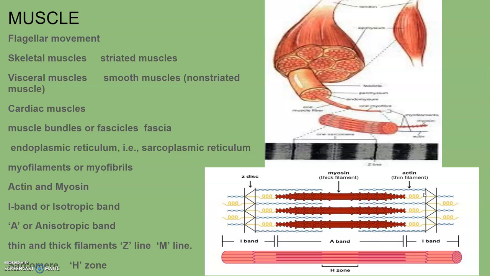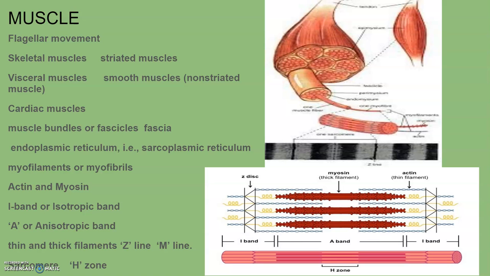Further we see that in the center of each I band is an elastic fiber which is called the Z line. You can see here the Z line. The thick filaments in the A band are also held together in the middle by a thin fibrous membrane which is called the M line. Okay, here it is called the M line.